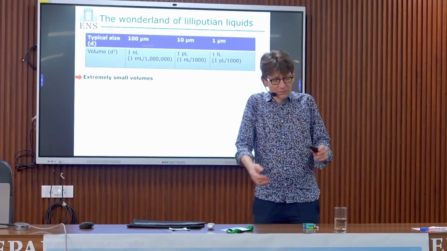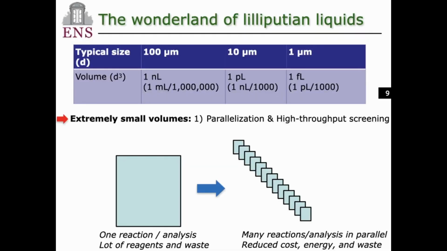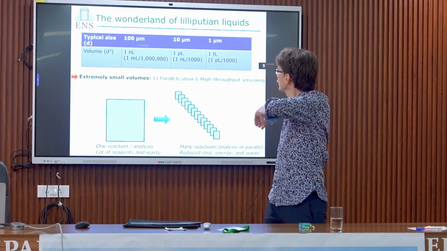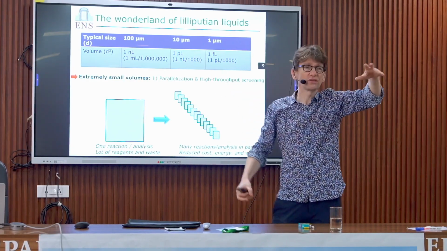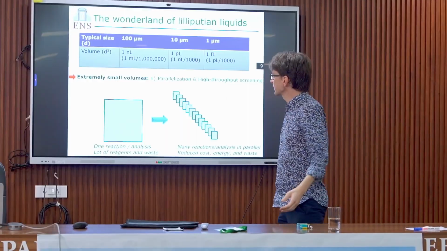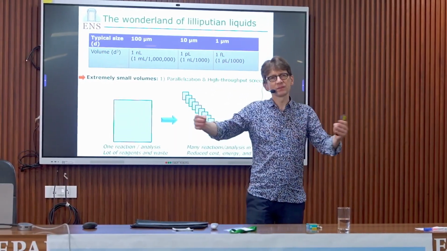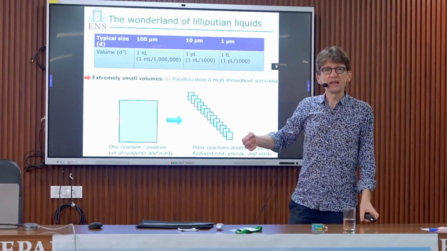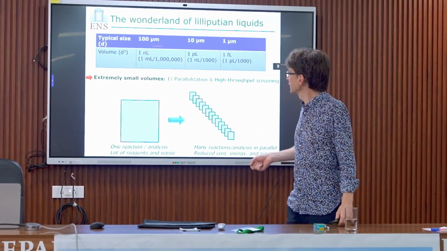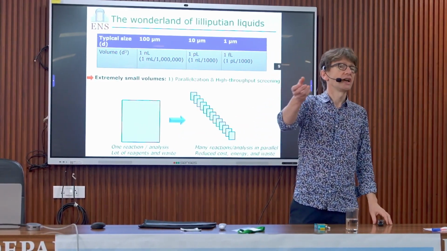Okay, nothing very complicated. So, first, you have very small volume. So instead of working with one piece of stuff, you can parallelize. You can have many small volumes. Parallelization can be interesting. For example, ice cream.